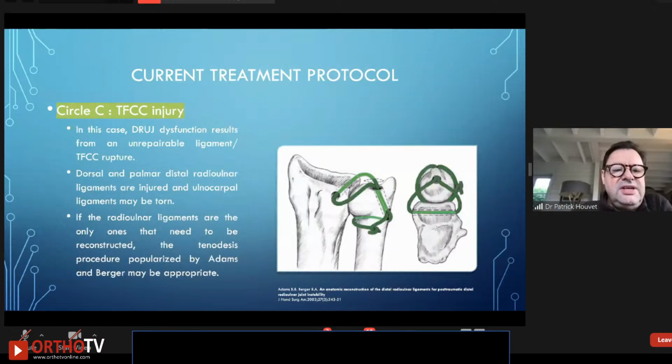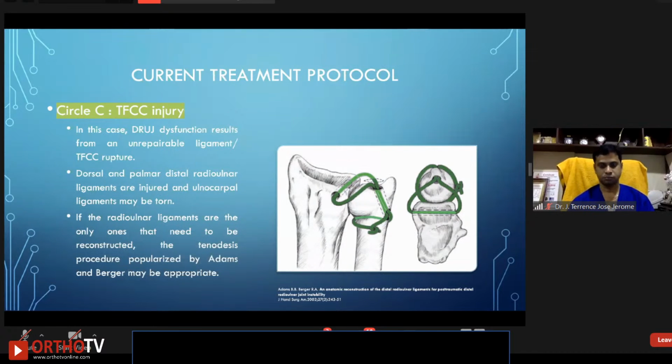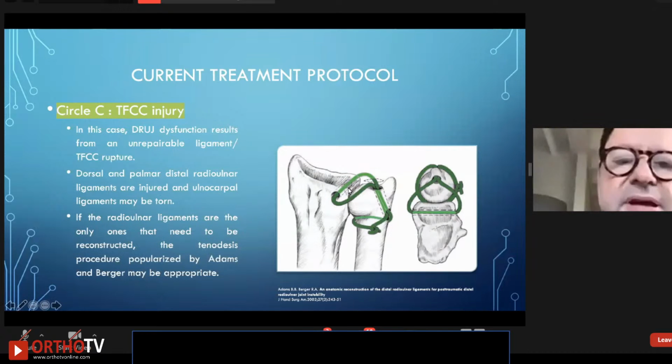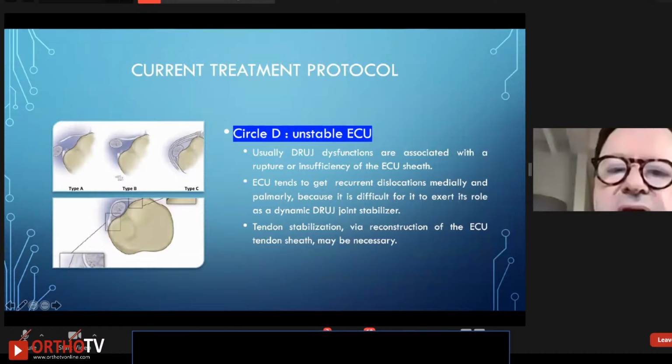Circle C. In this case, the joint dysfunction results from an unrepairable ligament or TFCC rupture. Dorsal and palmar distal radioulnar ligaments are injured, as Frederic showed you, and ulnocarpal ligaments may be torn. You can use very easily and perfectly with a good result the Adams-Berger ligamentoplasty, as you can see on this picture. Circle D, this is an unstable ECU case.